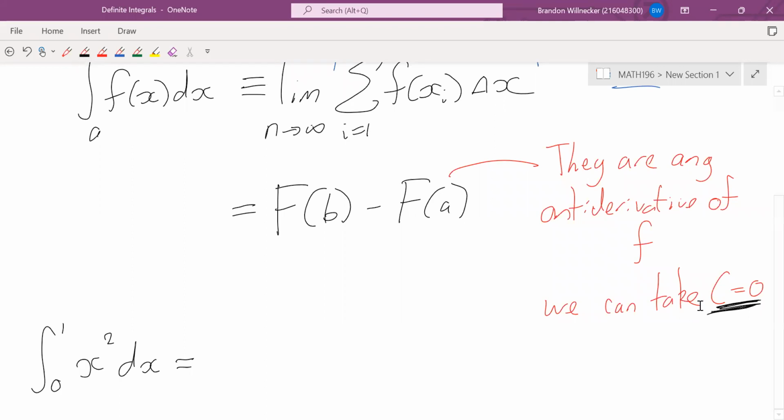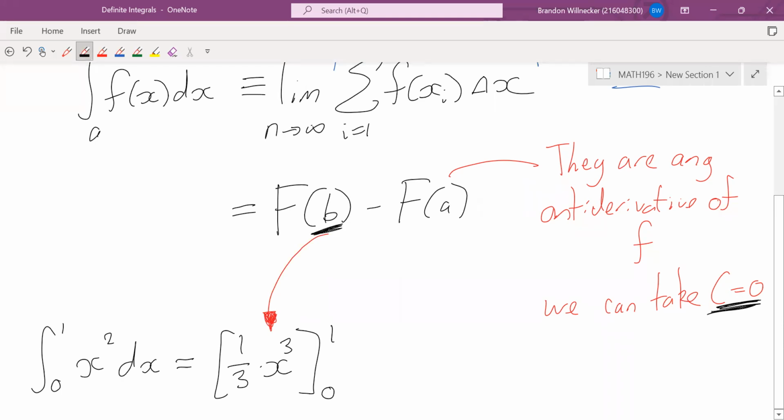So this is how we write it, as 1/3 x cubed. So this is our antiderivative, capital F, where we just chose the constant to be 0. And we need to now evaluate this between 0 and 1. Okay, so 1, that is our upper bound b, and 0, that is our lower bound a. So this now becomes 1/3 evaluated at 1 cubed minus 1/3 evaluated at 0 cubed. So we end up with just 1/3.